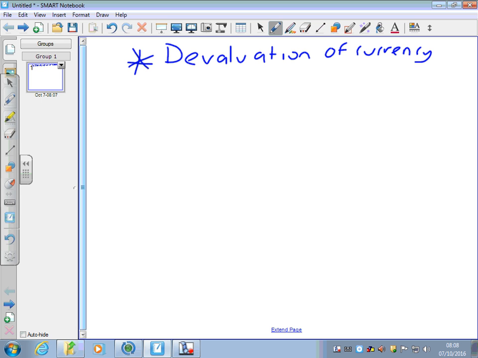Now this is different to depreciation. Depreciation is where supply and demand basically interact to affect the value. With a depreciation, it would be where the value of the pound falls. A devaluation would be where the government actually intervenes to make the pound weaker. Now, think about what that means.